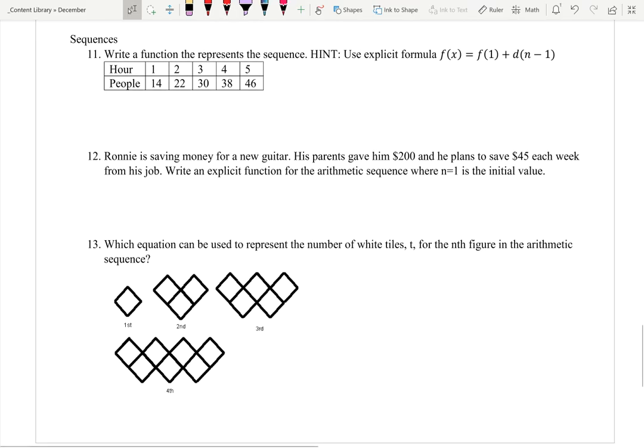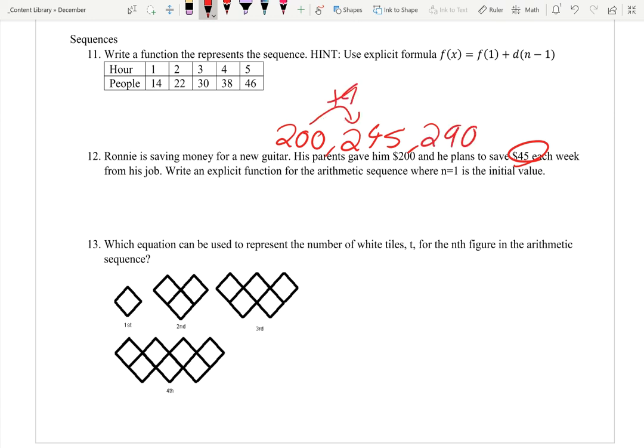All right. Number 12, Ronnie is saving money for a new guitar. His parents gave him $200, and he plans to save $45 each week from his job. Write an explicit function for the arithmetic sequence where n minus 1 is the initial value. So the sequence here, if you actually want to write it out, you can, right? It starts with $200 from his parents, and then he adds 45 every week. So if he adds 45, the next time would be 245. If he adds 45 again, the next time would be 290, right? Because you're adding 45 every week.